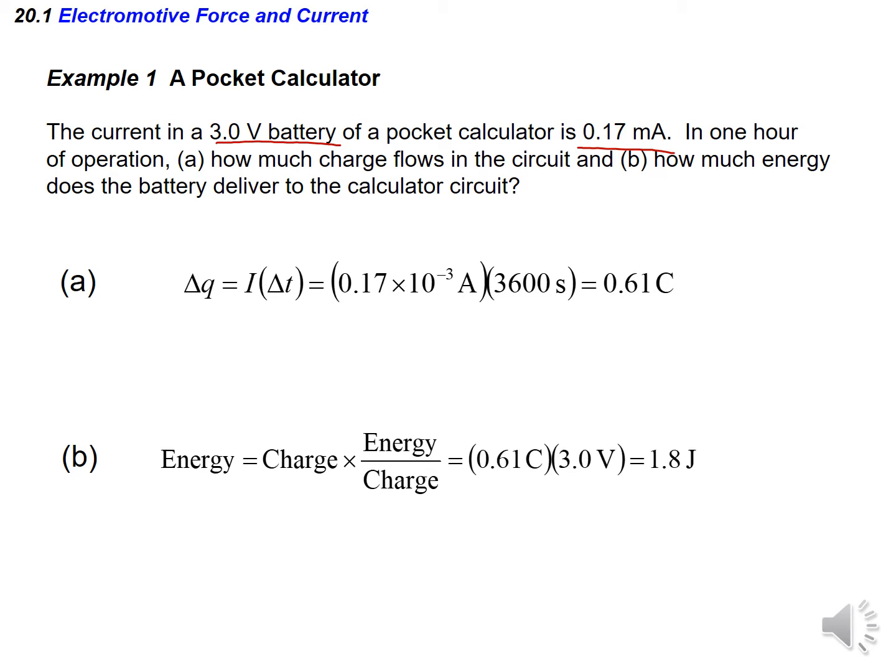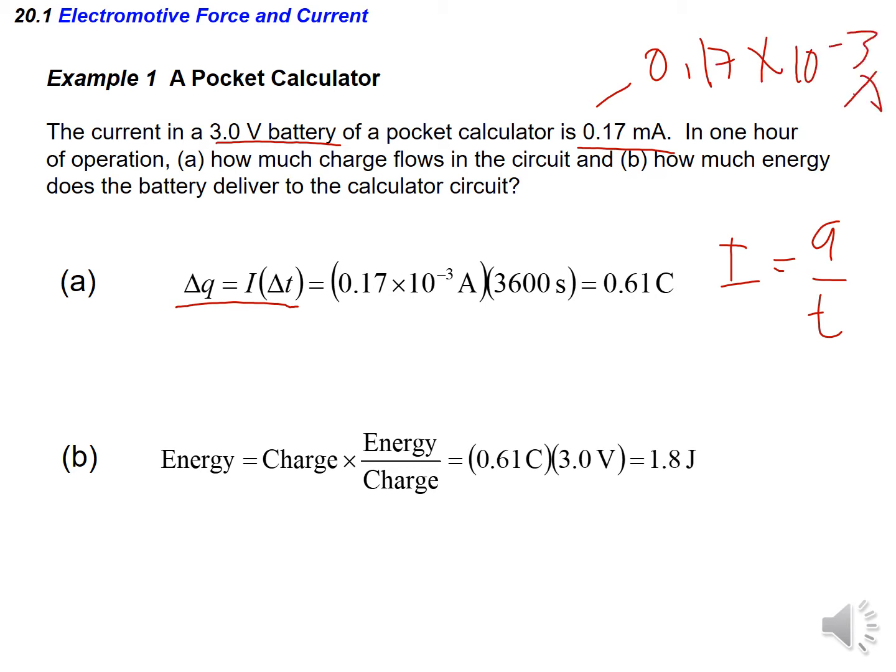For us to get the value of charge, of course, we have this formula: current is charge divided by time, or the change in charge over the change in time. So the change in charge is equal to I multiplied by the change in time. In the problem, the current is already given, that is 0.17 milliampere, or expressed as 0.17 times 10 to the negative 3 ampere. So this is the conversion from milliampere to ampere.